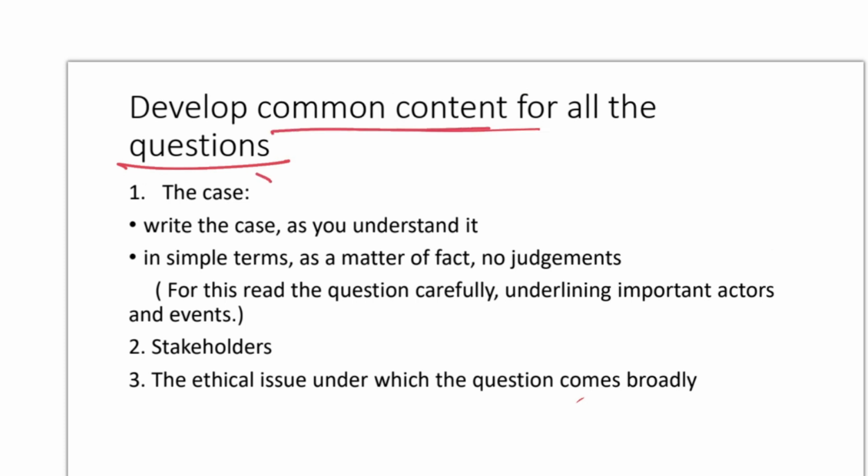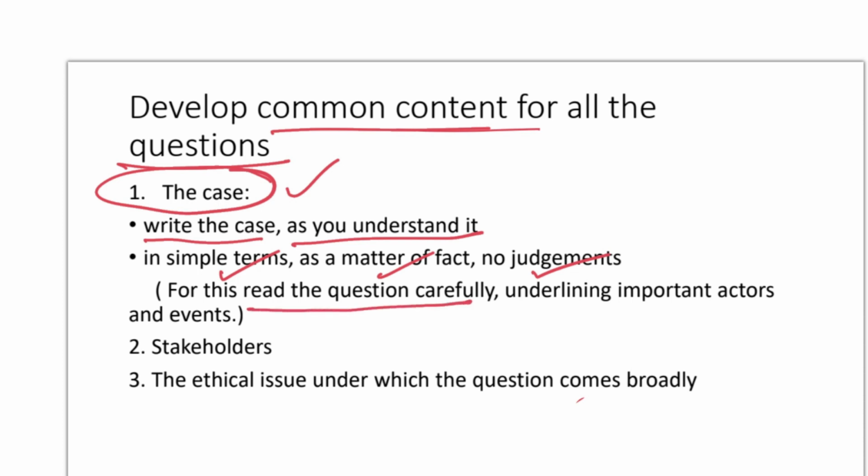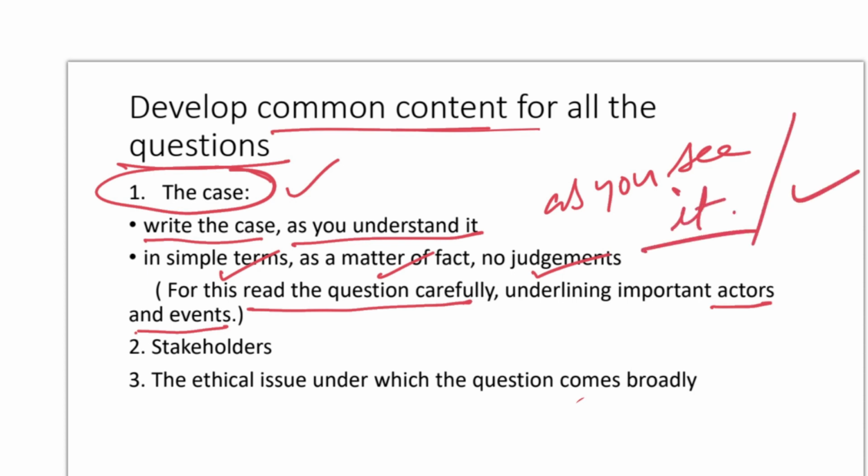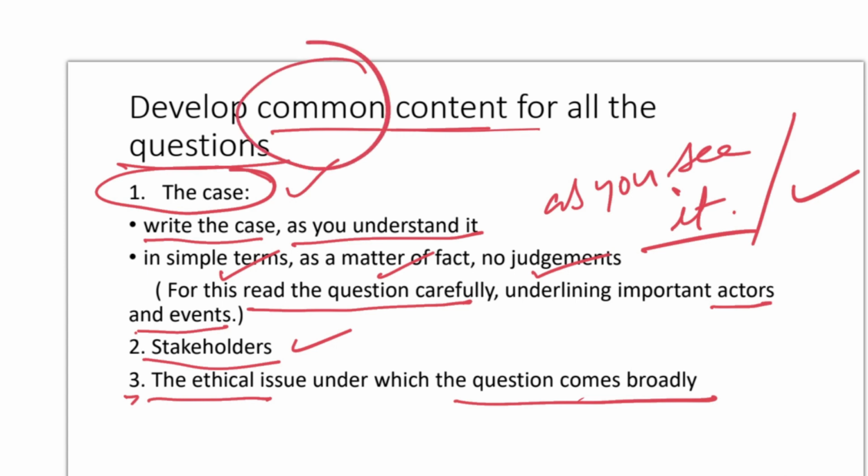What is the common content? First, what the case is. Write the case as you understand it, in simple terms, as a matter of fact, no judgment. For this, you read the question carefully, underlining the important actors and events. Simply narrate the case as you see it, identifying the crucial things. Next, list stakeholders. And next, third, the ethical issue under which the question comes broadly. These three things can constitute the common content. And then after that, you can go to answer specific questions in the end. This is the approach.